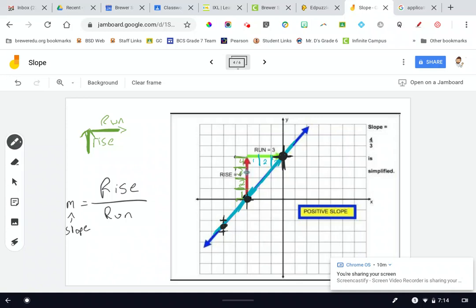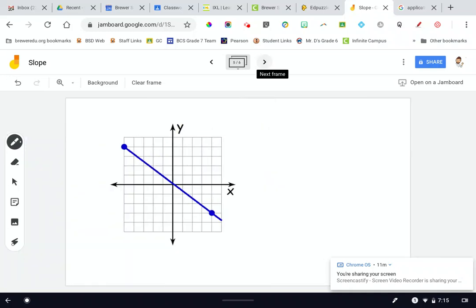So in this case, you go up 4, rise 4, run 3. That's your slope, 4/3. Done. It is that easy. 4/3. That's it. Count up, count over.